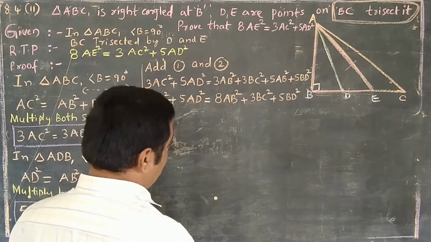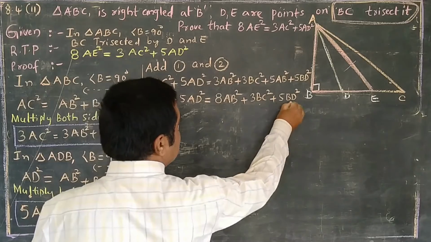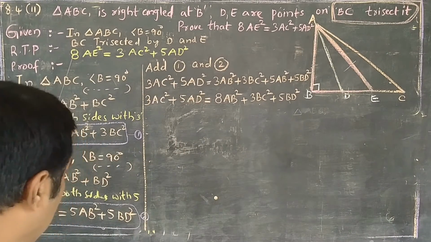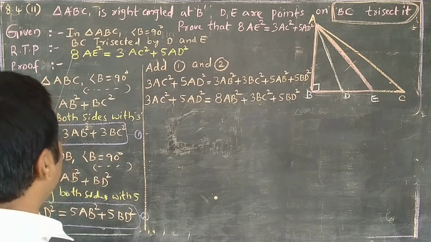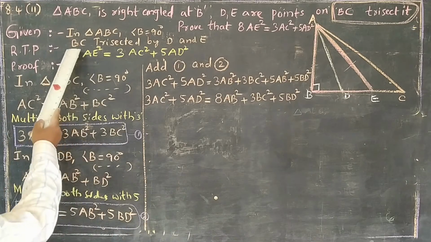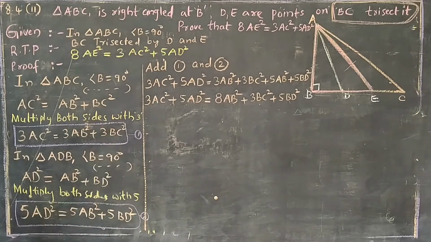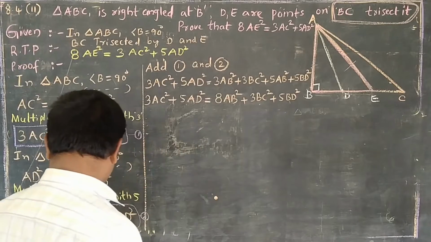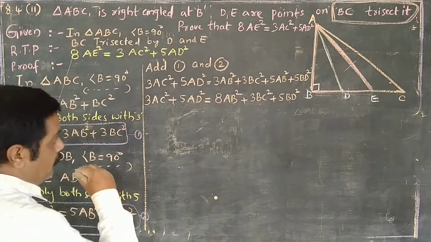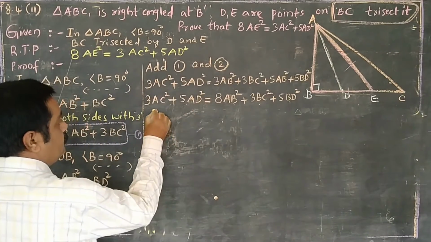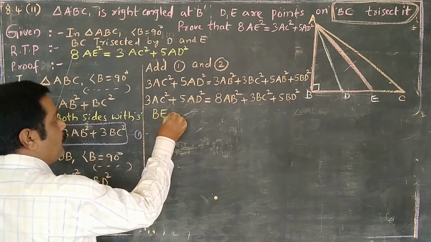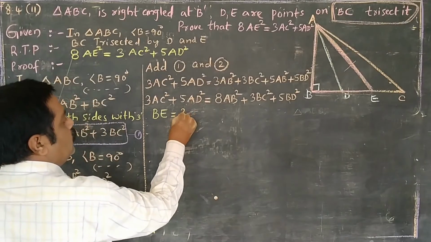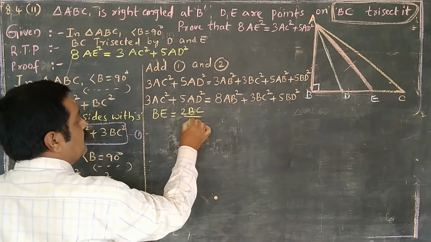So our plan is how to convert this BC and BD as BE. Is there any clue? Yes, the given clue: BC is trisected. These three are the equal parts. Take the help of that information. We take BE, this BE part, is equal to 2BC by 3. Is it clear?